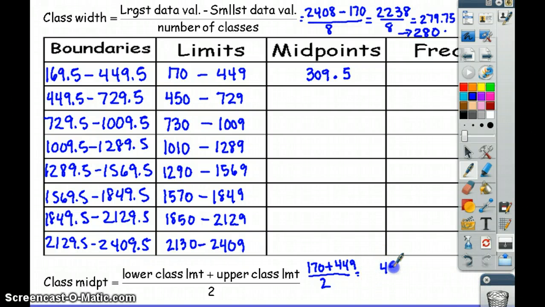The next one, 450 plus 729 divided by 2. That gives me 589.5. I could continue doing this until I fill in all my midpoints, but I do know each one is 280 apart because that is my class width. So I could take this, 589.5, and add 280, giving me 869 and a half. That would be the number halfway between the 730 and the 1009. I could add 280 again, 1149.5. Once again, that's going to be the number halfway between the 1010 and the 1289. And continue. So I have two methods of finding the midpoint.